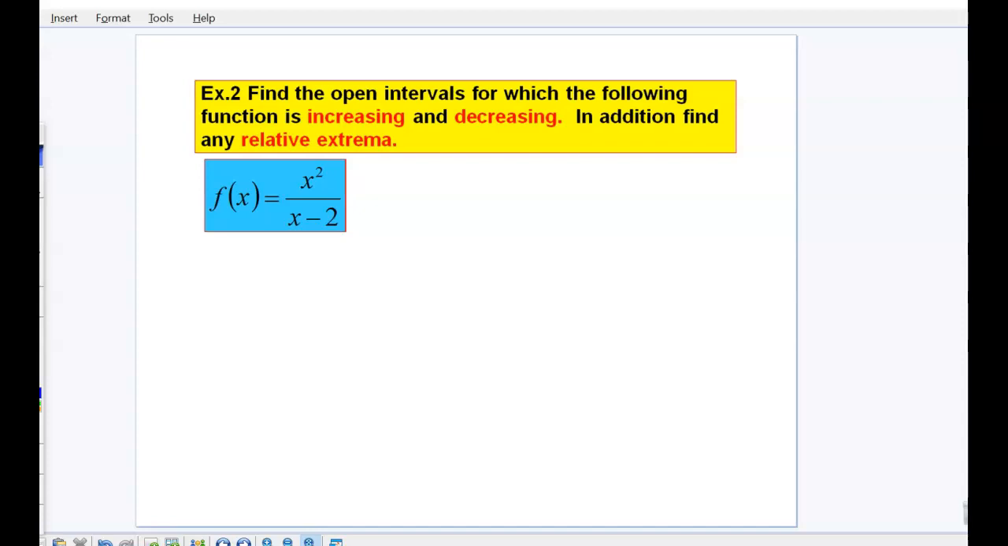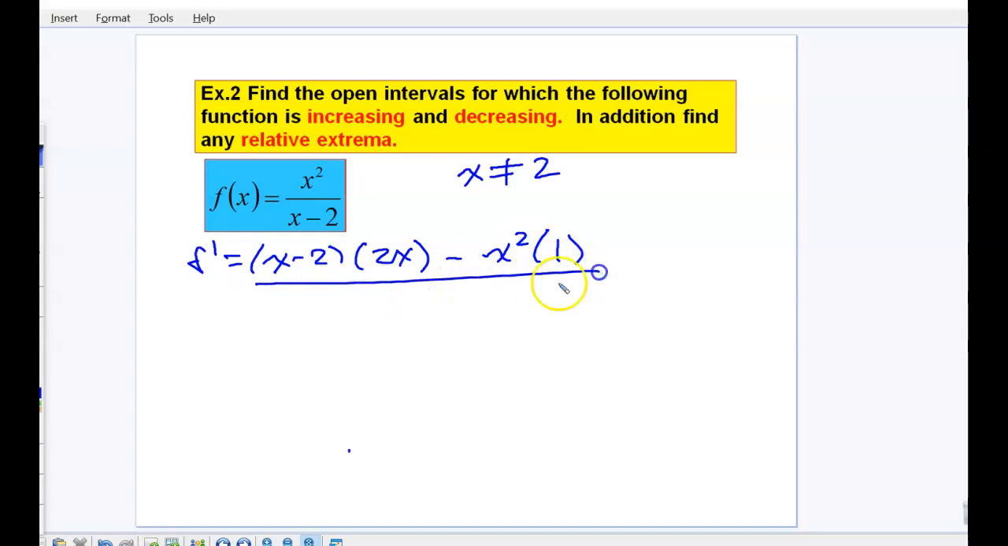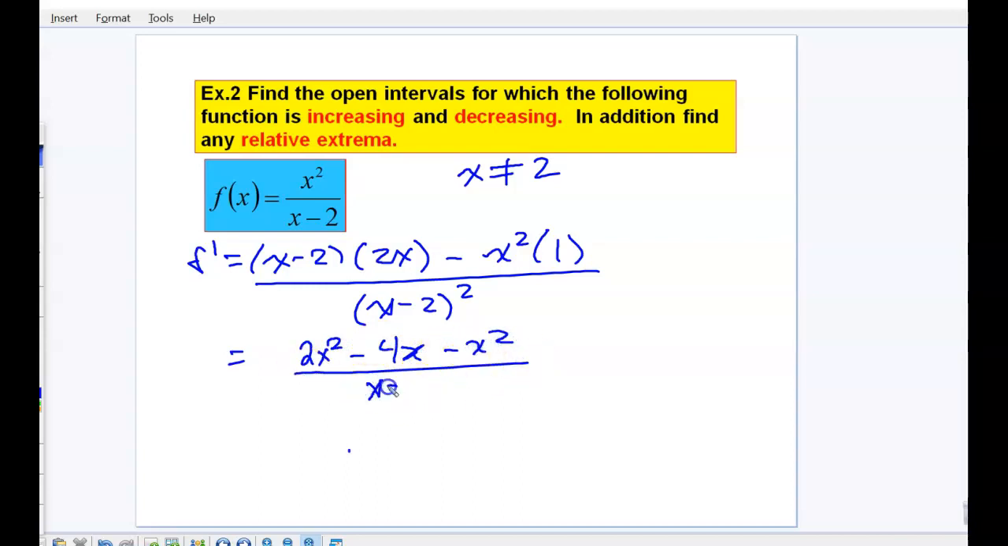So we have a quotient rule we have to use to find the derivative. So first of all, note that x cannot be 2. Okay, so if I take the derivative, I get x minus 2 (the denominator) times the derivative of the numerator minus the numerator times the derivative of the denominator, all over the denominator squared. So if I clean up the numerator, I get 2x squared minus 4x minus an x squared over x minus 2 squared. So I end up getting x squared minus 4x over x minus 2 squared.